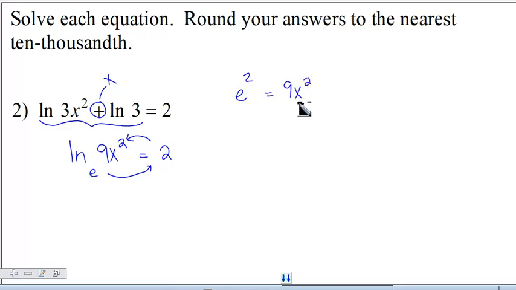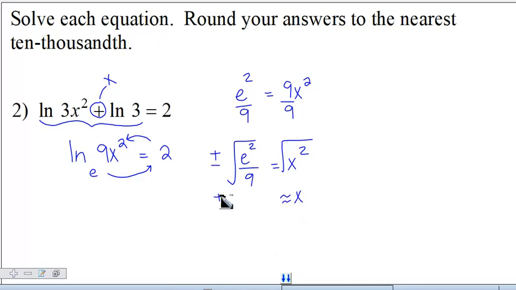Now remember, focus on what you're trying to solve for. I need to get the x completely by itself. I'll start the process by dividing both sides by 9. Now I don't want x squared as my answer, I want just an x. So I will take the square root of both sides, and I'll make sure to add a plus or minus sign on the answer side.